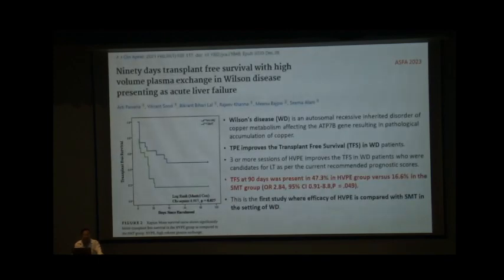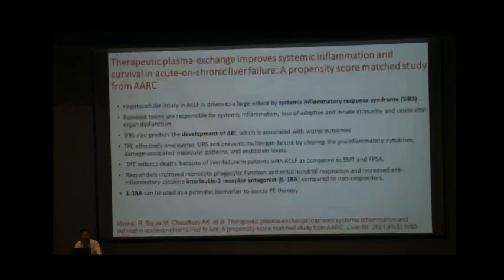Well, a study from the Department of Pediatric Hepatology included 37 patients with Wilson disease. They found that 90-day transplant-free survival was quite higher, 47.3% in the high volume plasma exchange group compared to 16.6% in the SMT group. So it was the first study where we can see the efficacy and survival in the high volume plasma exchange group, while there was lesser survival in the SMT group. The study compared it to SMT in the setting of Wilson disease.